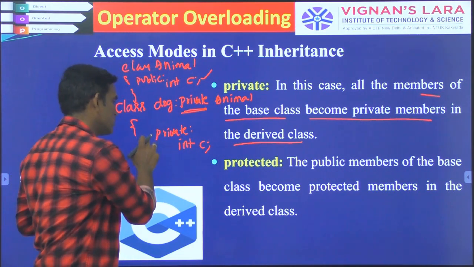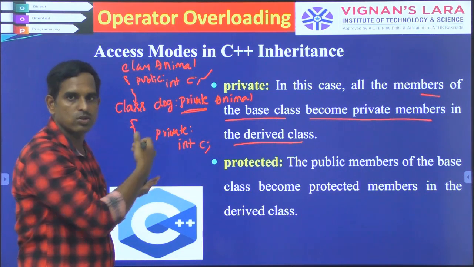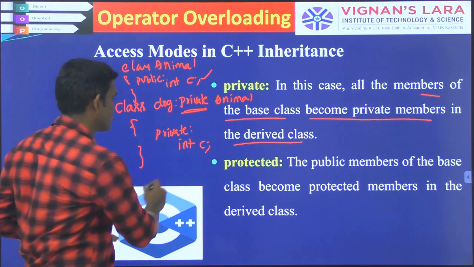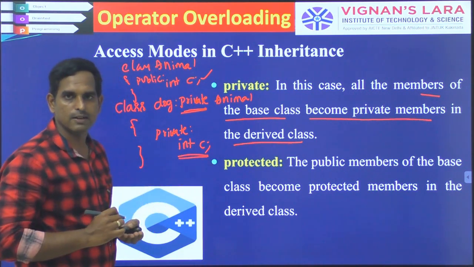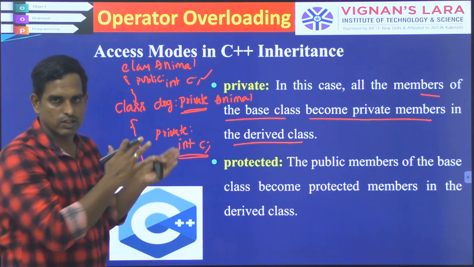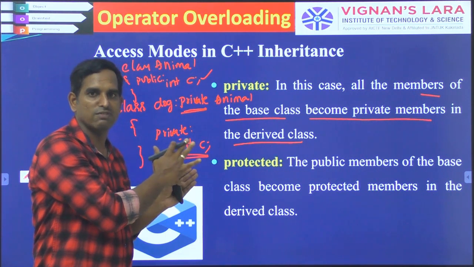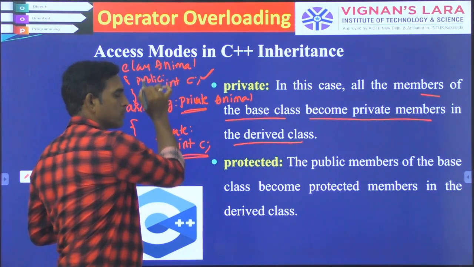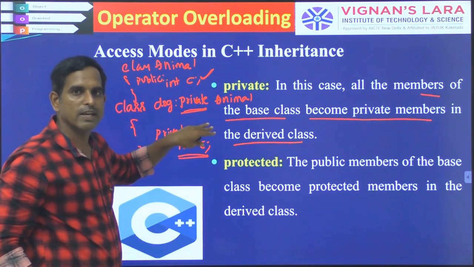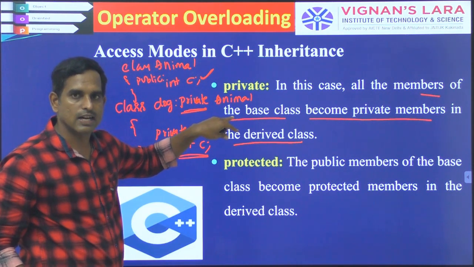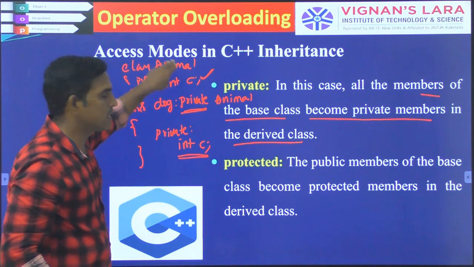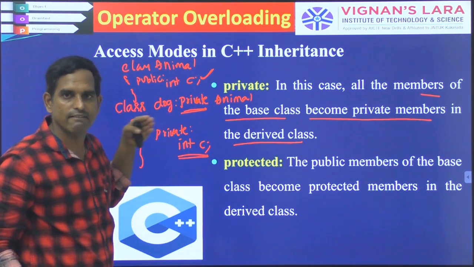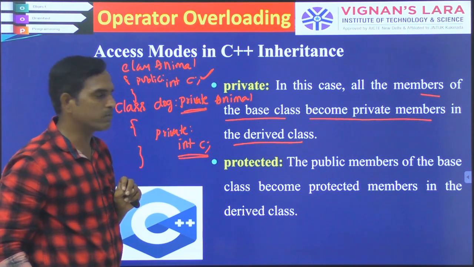The C value can be accessed inside the class only, it cannot be accessed outside the class. If you are calling your object, you cannot call C directly. So you should know the meaning of your access specifier. If I write a public, private or protected member here, and you are making it a private inheritance, at that time all these members of your base class will act as private members in your derived class. That is the thing about private.